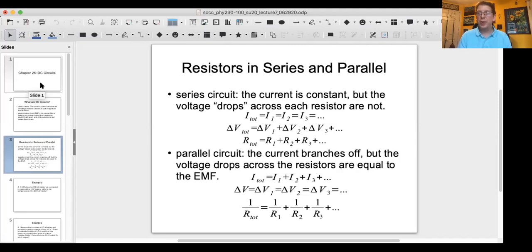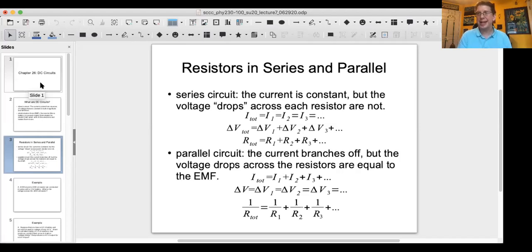When you have resistors in parallel, the current splits into multiple branches. Each branch gets some of the current. So the total current feeding into that segment is equal to the current through the first resistor plus the current through the second plus the current through the third. So I total equals I1 plus I2 plus I3, plus the current for however many other resistors you're connecting in parallel. The voltage is the same across each branch.